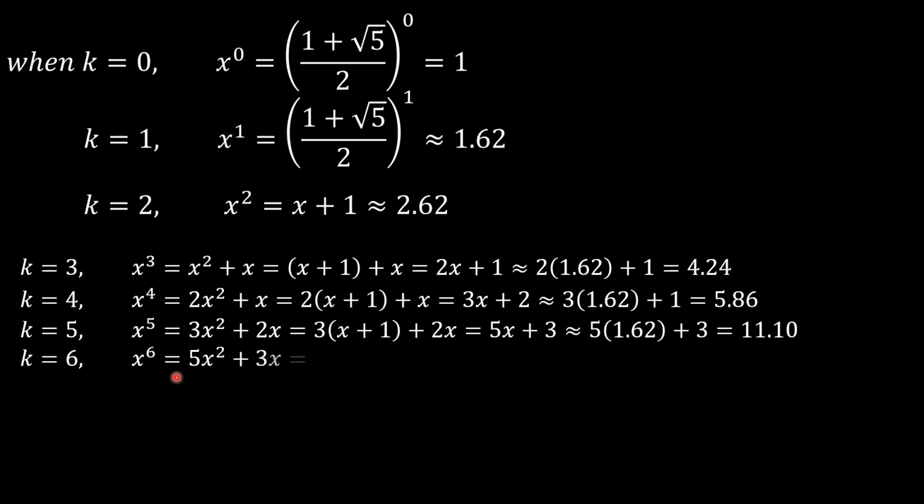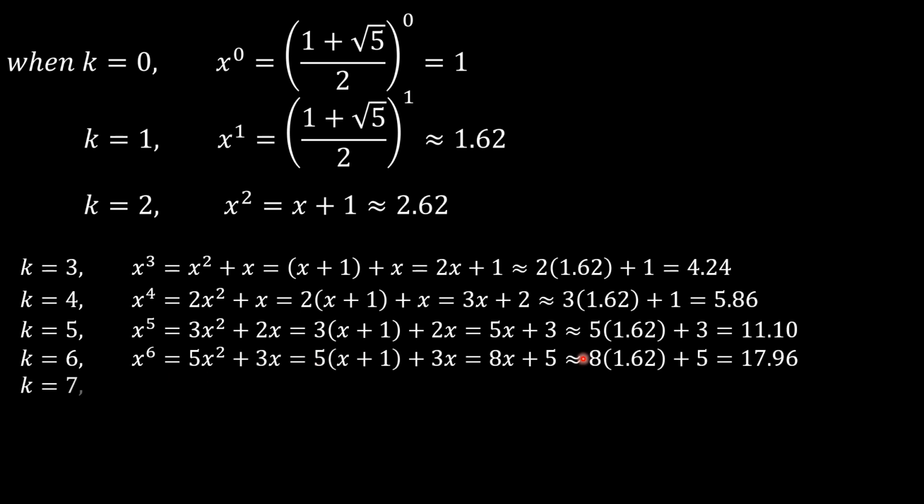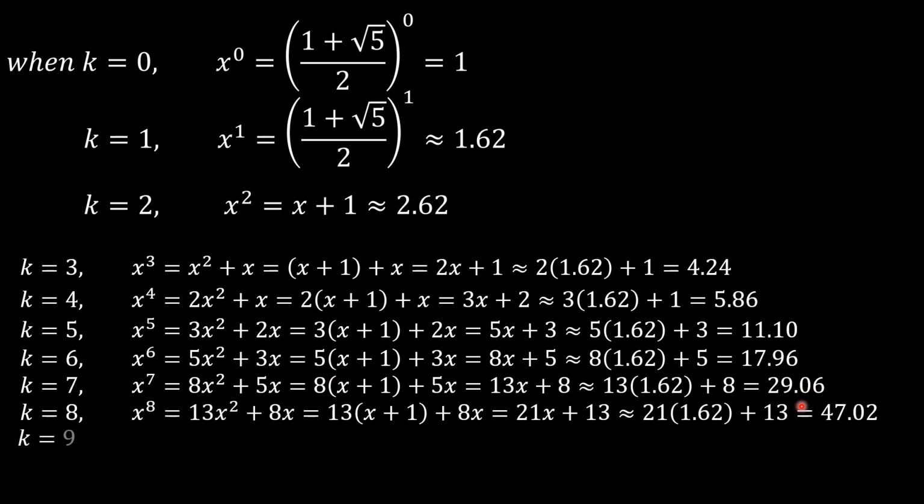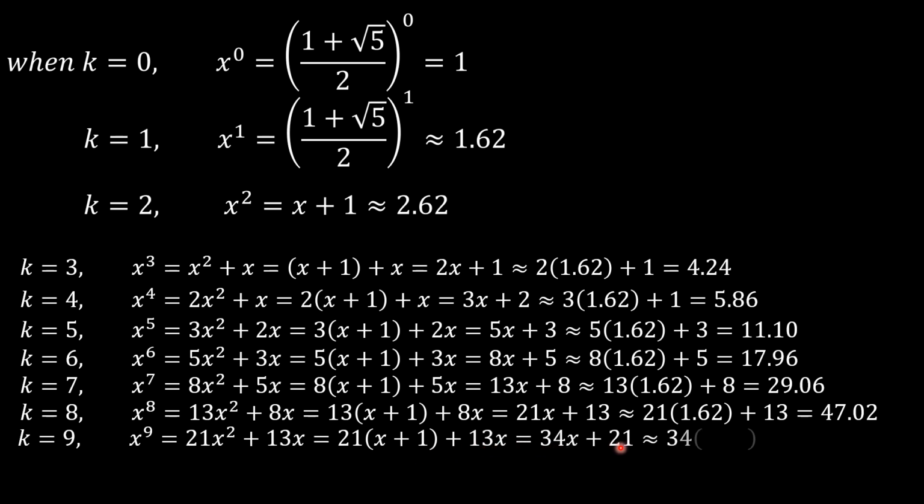Next, k equals 6, the same thing, and then we get 17.96. When k equals 7, we do the same thing, and we get 29.06. And then when k equals 9, we do the same thing, and we come to 34x plus 21. We substitute 1.62 in place of x, and we get 76.08.